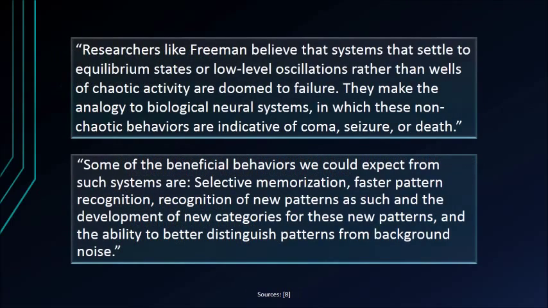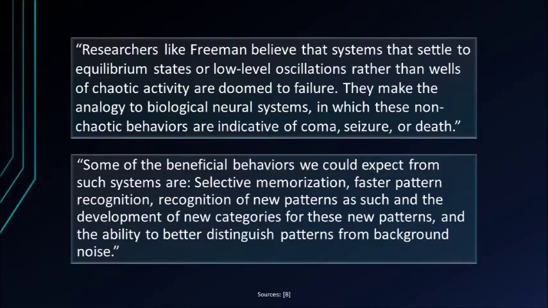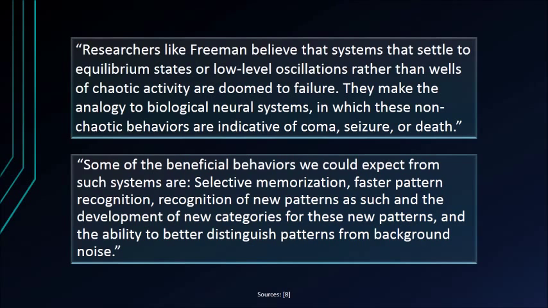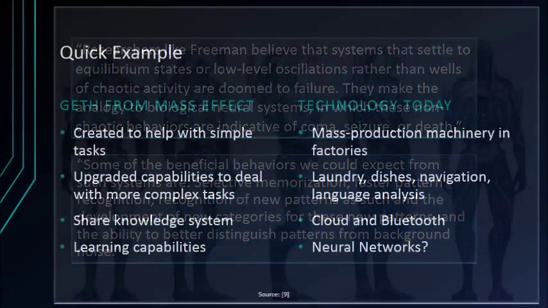Here are a couple of quotes from a very informative paper on the importance of chaos theory. There's a researcher, Dr. Freeman, who believes that systems that settle into equilibrium or low-level oscillation states rather than wells of chaotic activity are doomed to failure. They make the analogy to biological neural systems in which these non-chaotic behaviors are indicative of coma, seizure, or death. The author continues on in the conclusion of his paper to say that some of the beneficial behaviors we could expect from such systems are selective memorization, faster pattern recognition, recognition of new patterns as such, and the development of new categories for these new patterns, and the ability to better distinguish patterns from background noise.